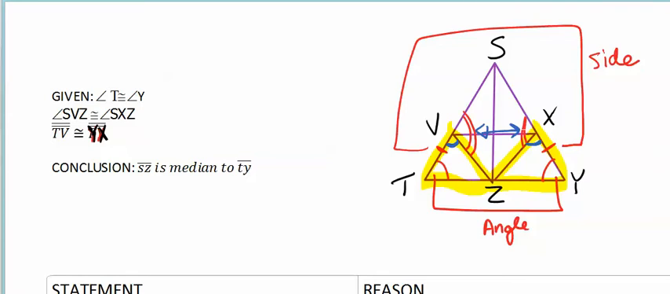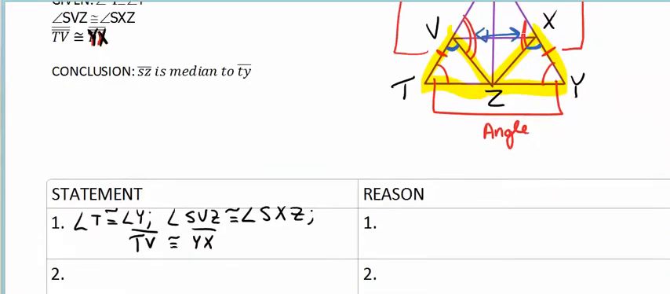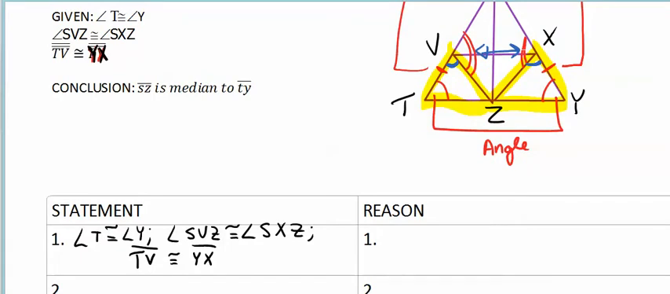So we'll start with our givens. Angle T congruent to angle Y, angle SVZ congruent to angle SXZ, line segment TV congruent to YX. We'll then state that angle SVZ is supplementary to angle TVZ and angle SXZ is supplementary to angle YXZ. Reasoning: if two angles form a straight angle, then they are supplementary.